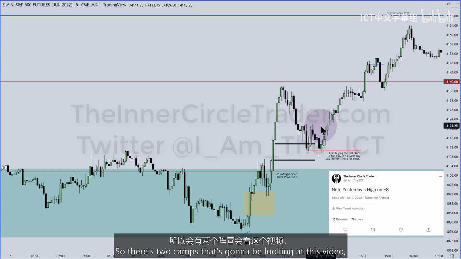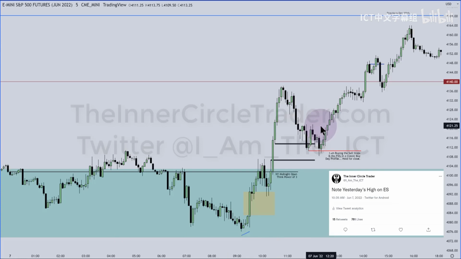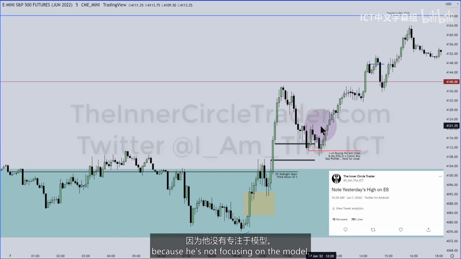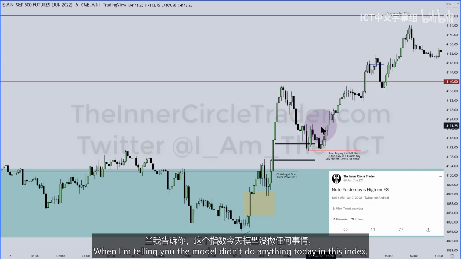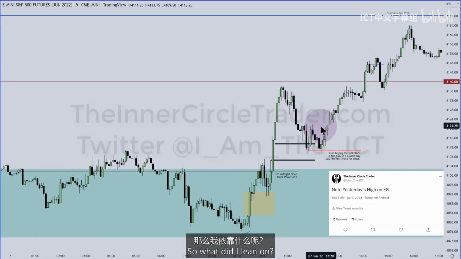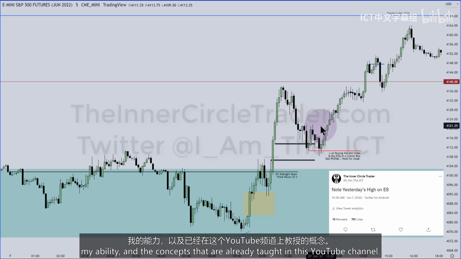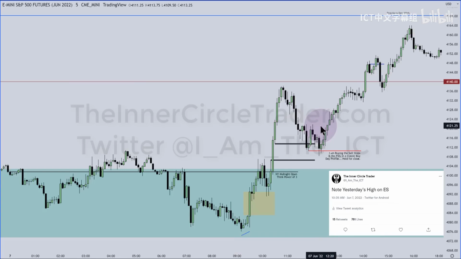So there's two camps that are going to be looking at this video, and they're going to say, he's not really a good teacher because he's not focusing on the model, when I'm telling you the model didn't do anything today in this index. So what did I lean on? My experience, my ability, and the concepts that are already taught in this YouTube channel.